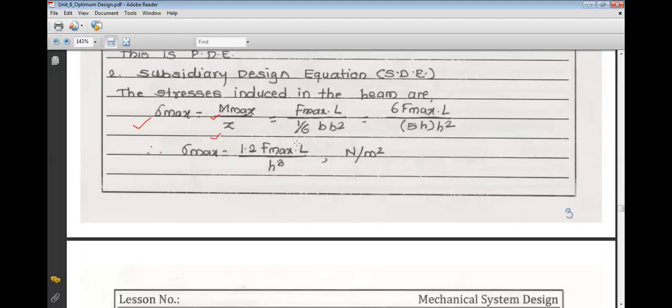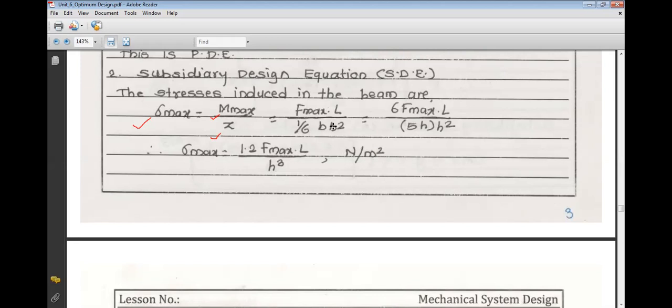it is nothing but the moment of inertia upon y, that is I by y. Now if there is a rectangular beam, in that condition the value of the moment of inertia is nothing but bh cube upon 12. This is the value of I, that is bh cube upon 12, and the value of y is h by 2. So from that we can get the value of section modulus Z as 1 by 6 bh square.